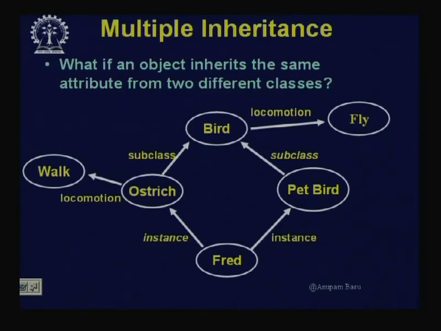For example, here you see Fred is an instance of pet bird and is an instance of ostrich. So, Fred is an ostrich that has been kept as a pet. Now, ostrich has got the property locomotion is walking. So, ostrich walks, all right. Pet bird is a subclass of bird and its locomotion is fly. Now, Fred is inheriting from two classes, ostrich and pet bird. Now, how do we infer? If we say, does Fred fly, how do you answer?